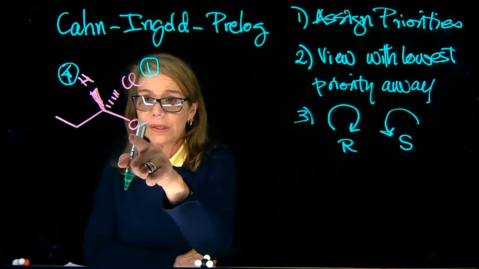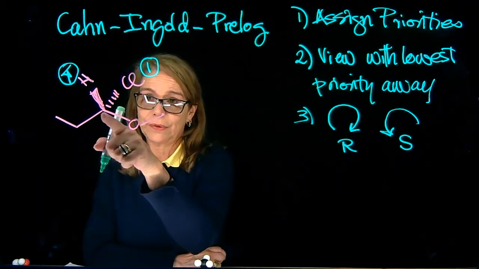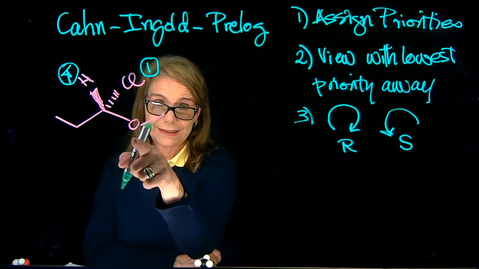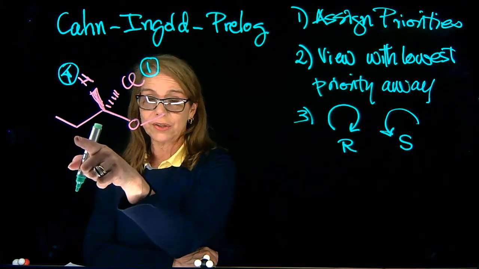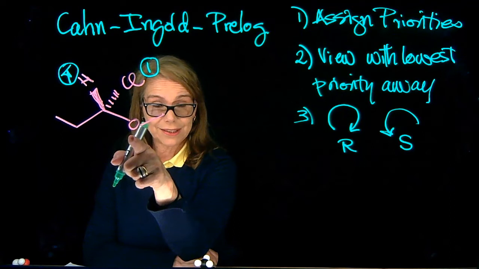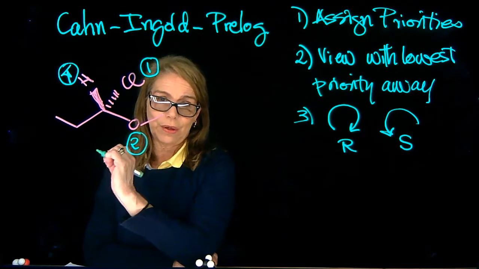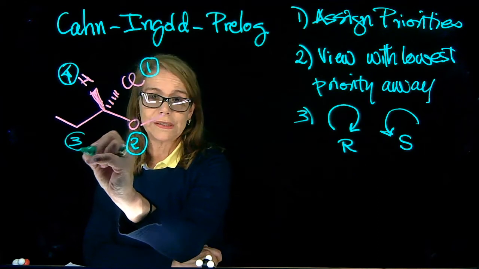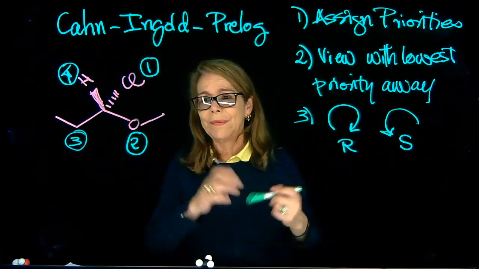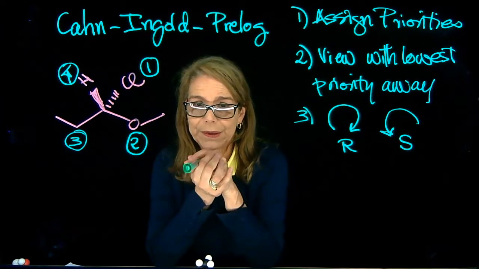Of the 2 groups, now I am between the oxygen and the carbon. So this is my chiral center. Directly attached here is an oxygen, and here is a carbon. Oxygen has a higher atomic number. That's priority 2, and that's priority 3.